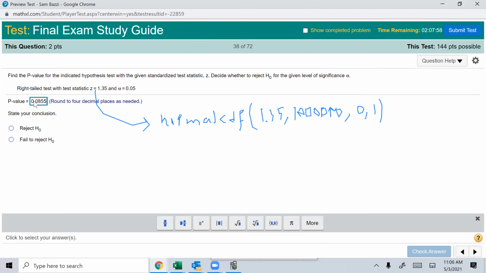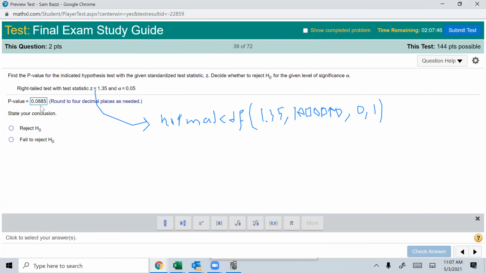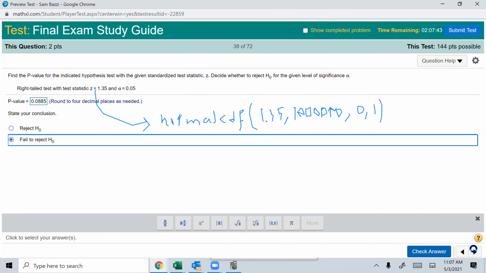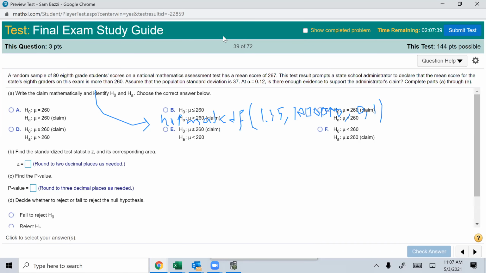Let me see. Yeah. Okay. Let's make a decision. Well, 0.0885 is bigger than alpha. You fail to reject H0. All right. Now an actual question.